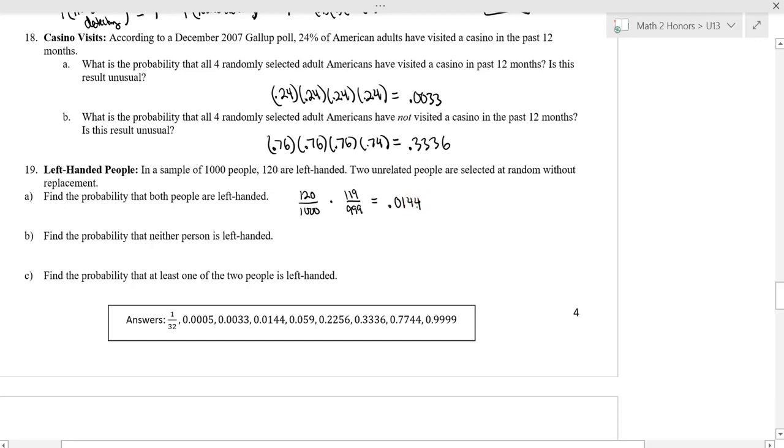Find the probability that neither person is left-handed. Okay, so I want to pick a right-handed person, right? So if 120 are left-handed, then the rest of them, which is 880, are right-handed. So I pick a right-handed person, one of the 880 out of 1,000, not putting them back. And I want the next one to be right-handed, so now there's 879 out of 999. And when I calculate this, it comes out to be about 0.7744.